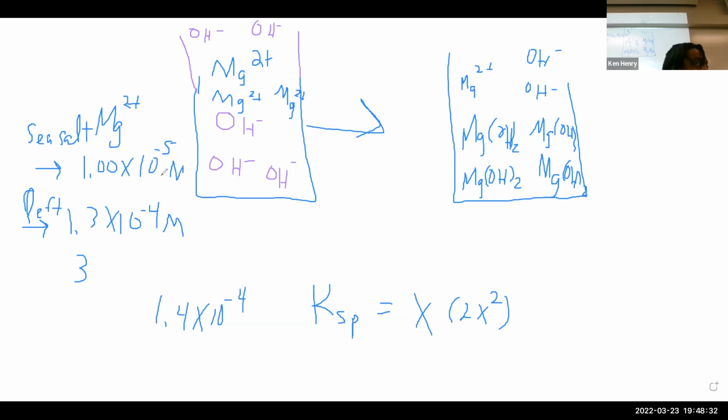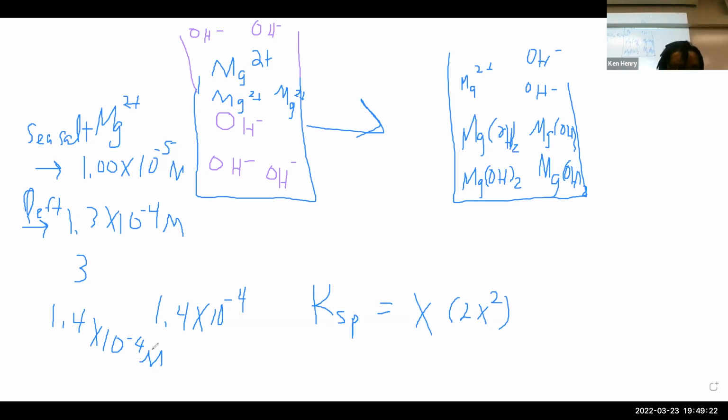So I'm going to ask you a question. If I add this much plus this much, which you said it would be, if we add these two together, it would be what? 1.4 times 10 to the minus 4 molar, right? And then we know that this is a 1:2 ratio of hydroxide, right? Is that true? 1:2. So that means that we would have to add twice the amount of hydroxide to get to that, right?